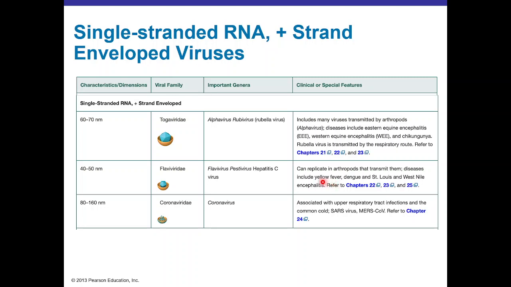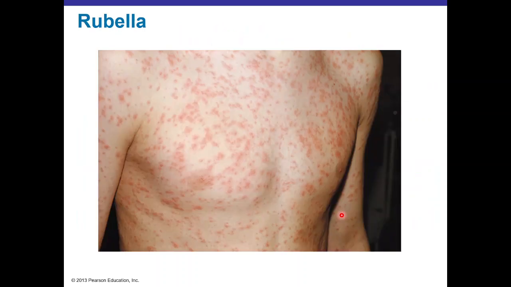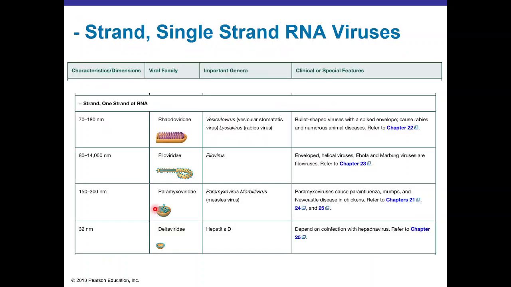Now, in the case of flaviviruses, we have an important member like hepatitis C virus that causes hepatitis C and cancer of the liver, and others that are transmitted by arthropods cause yellow fever, dengue, St. Louis, and West Nile encephalitis. So this is rubella, causes a rash in the skin.